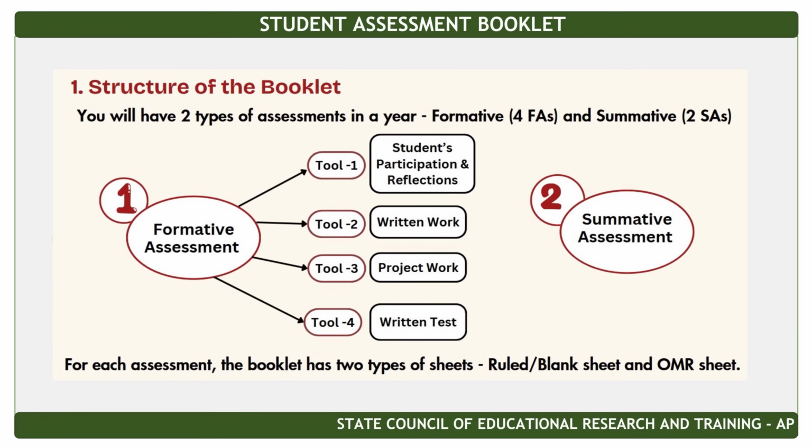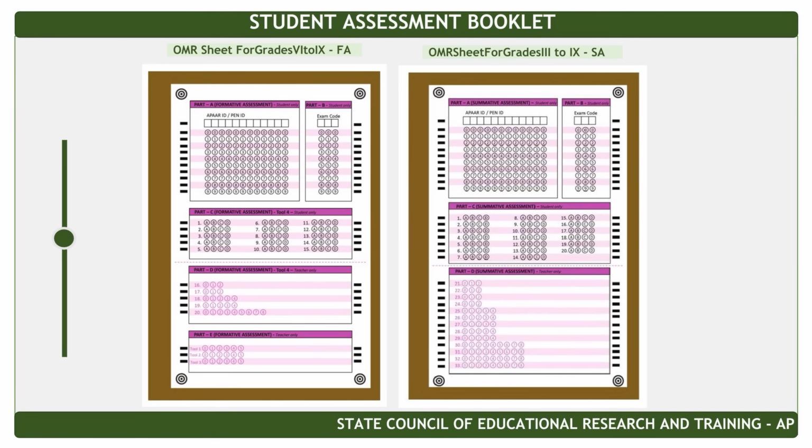So, the structure of the booklet is given once again here. You will have 2 types of assessments in a year: formative, 4 FAs, and summative, 2 SAs. A formative design is like this: tool 1, tool 2, tool 3, tool 4, and summative assessment is for 80 marks. In each assessment, the booklet has two types of sheets, ruled or blank sheets and OMR sheets.